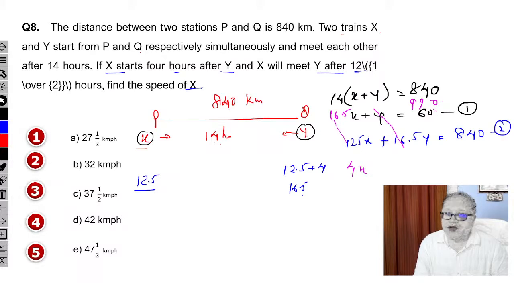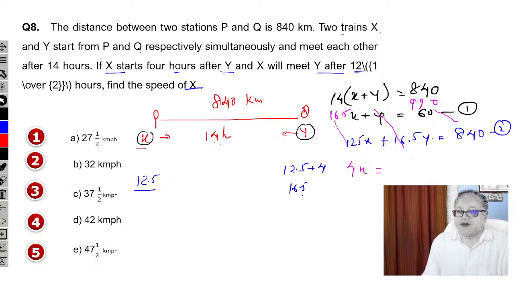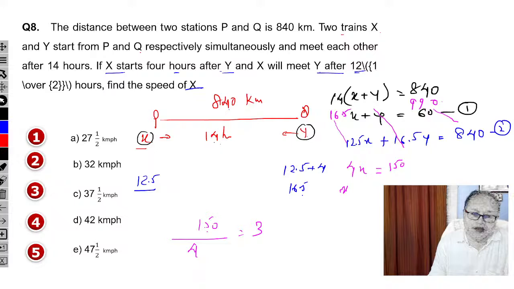Take the difference from here to here, I will get 150. So what is the x value? The x value will be 150 divided by 4. So 4 3s are 12, and I am left with 3, 4 7s are 28, and 1 by 2. So the x value is 37 1 by 2, option C.